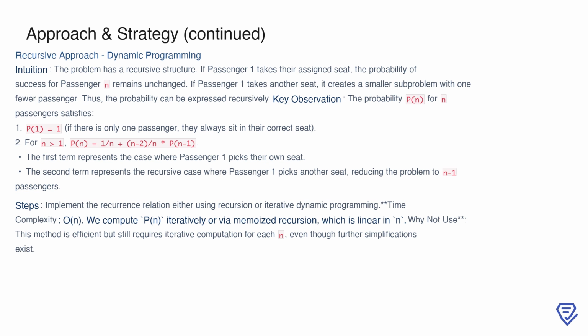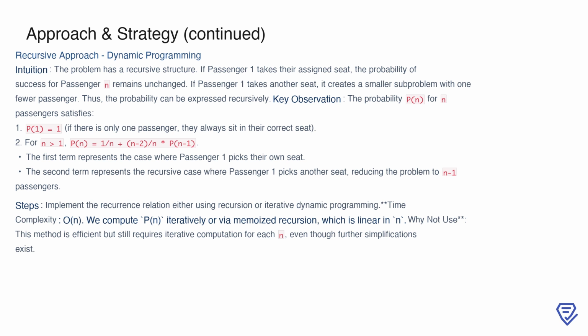An alternative is the recursive or dynamic programming approach, which leverages the problem's recursive structure. If passenger 1 picks their assigned seat, the probability of success for the last passenger remains unchanged. If passenger 1 picks another seat, the problem reduces to one involving fewer passengers. This recursive relationship allows us to define the probability P(n) for n passengers.